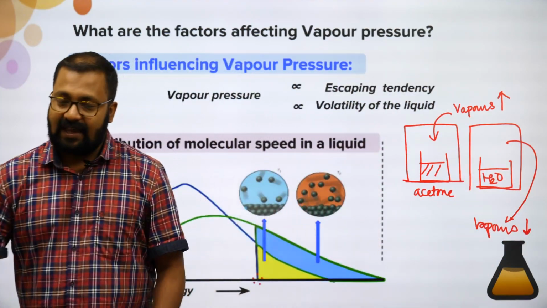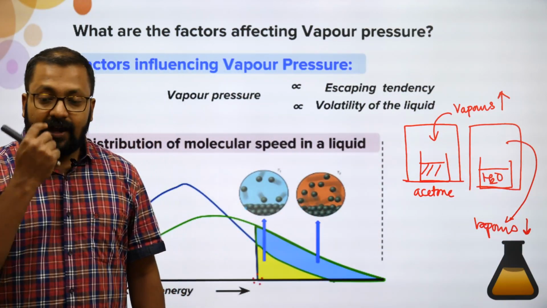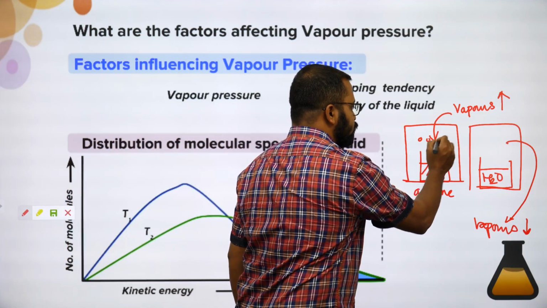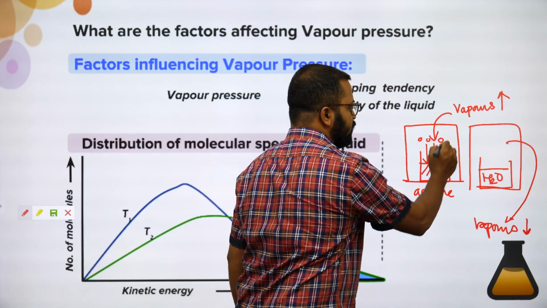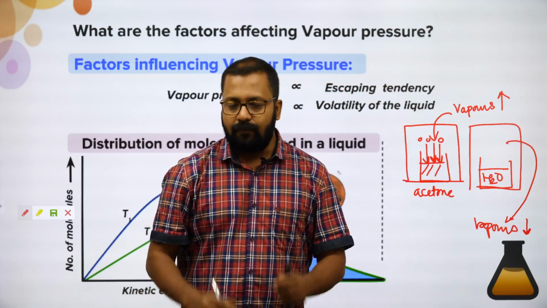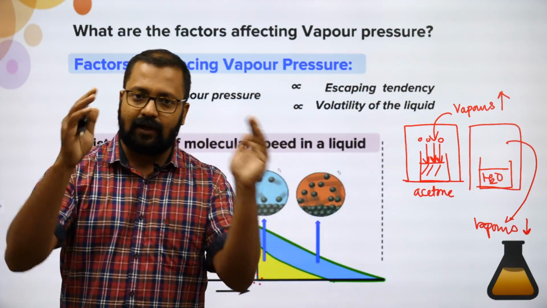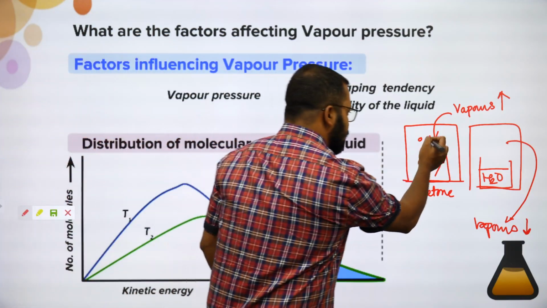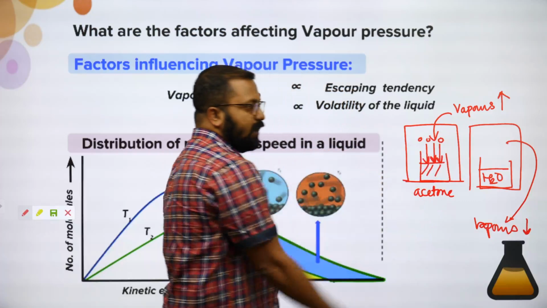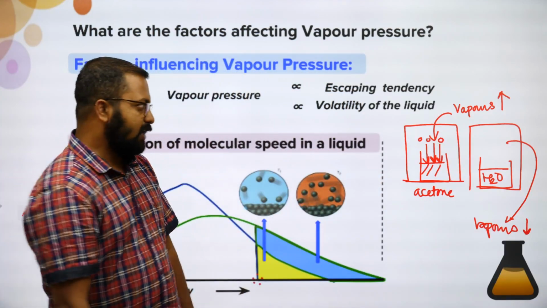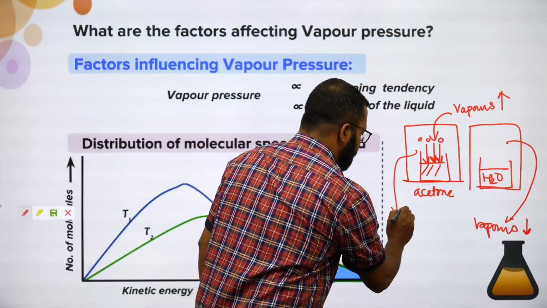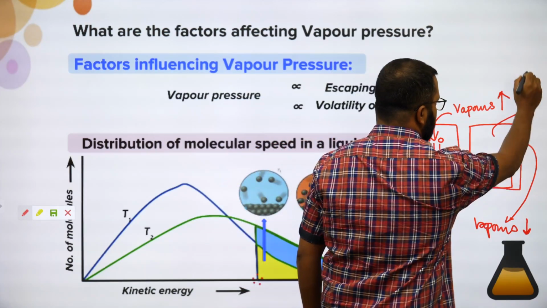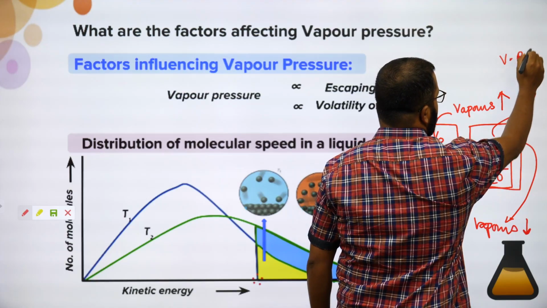Can I say that in the acetone case, the vapors will be more? If there is more vapor, more vapor molecules are present, so there is more pressure on the surface of the liquid. If more vapors are present in the container which contains acetone, then won't the pressure over here also be higher? Yes. So over here vapor pressure is higher, over here vapor pressure is lower.